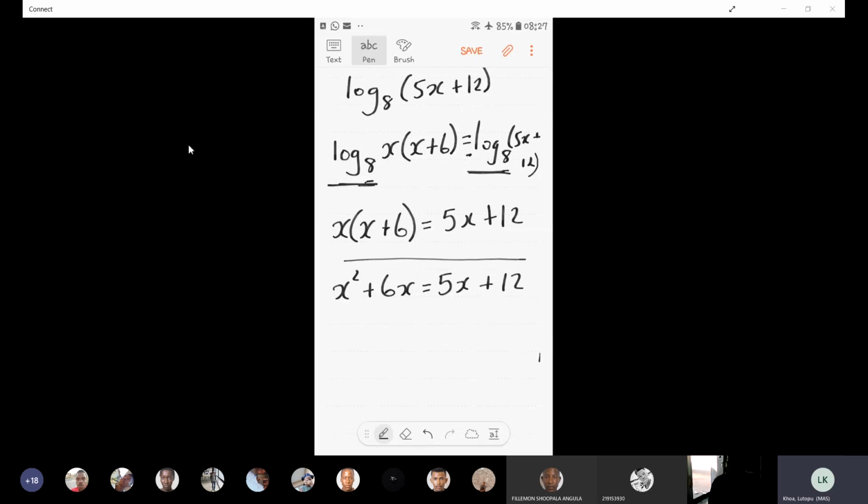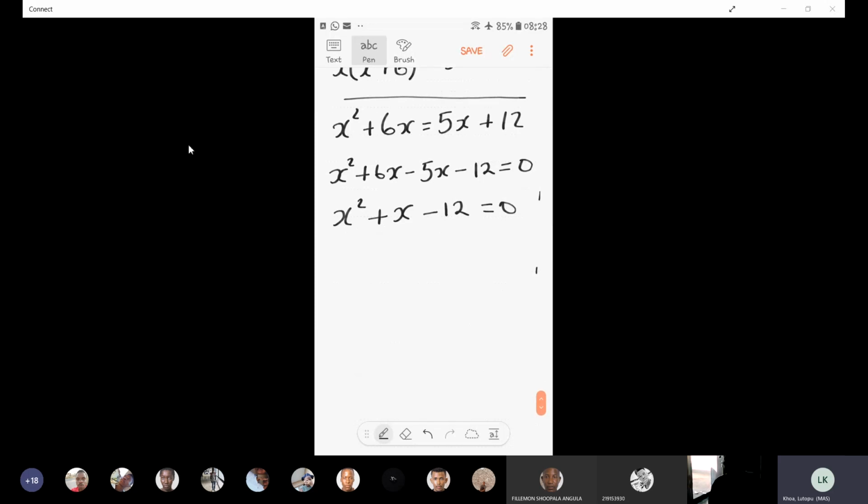Now this one is a quadratic equation, so you'll have to bring everything to one side and have 0 on the other side. You have x squared, and then this is 6x minus 5x, minus 12, and this is equal to 0. So this is just x squared plus x minus 12, and this is equal to 0.